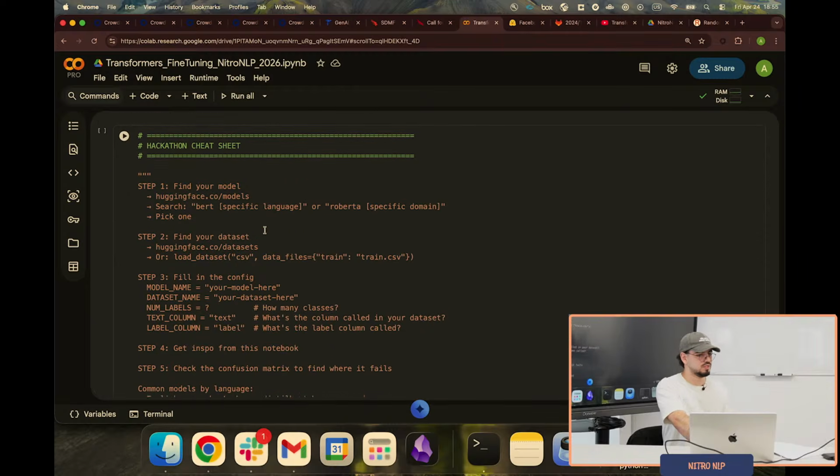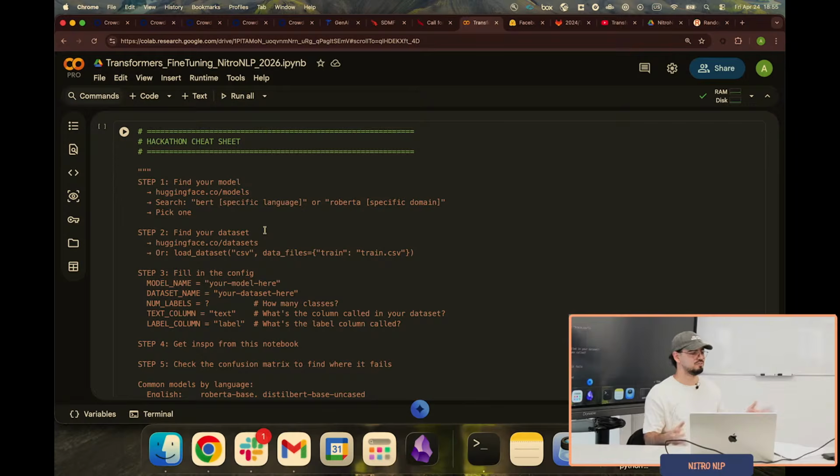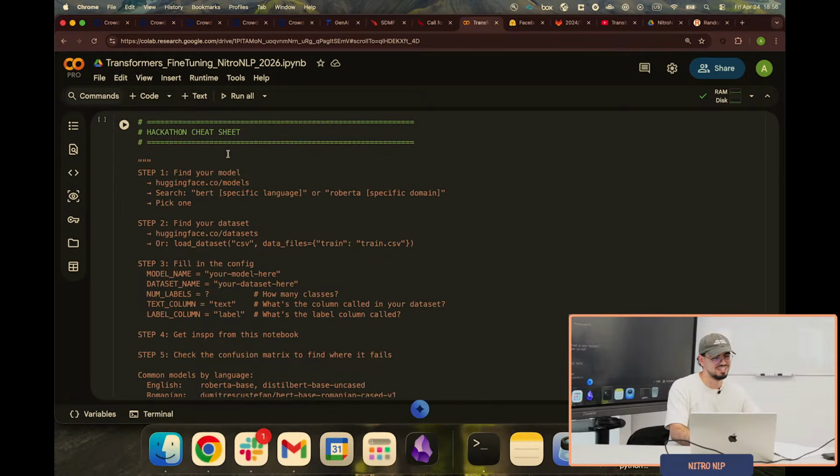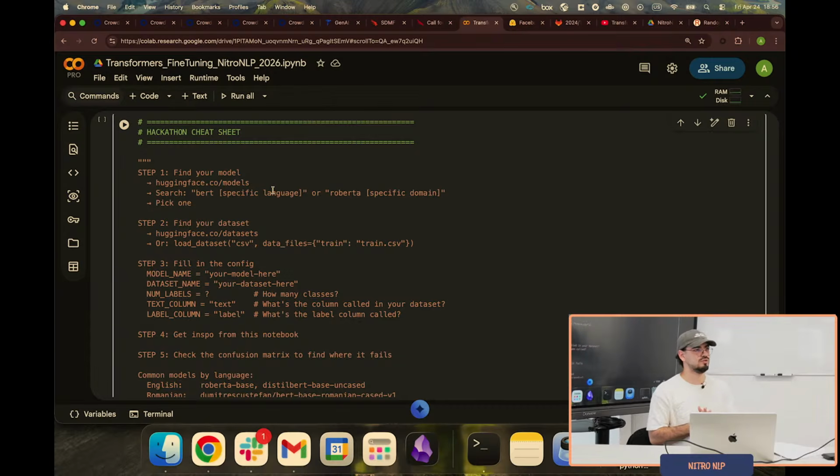So to sum it up, here is what you would do for a hackathon, because I talked a lot and maybe it was not really clear in some areas. Step one would be to find the model that you want to actually use. You would go to huggingface.co/models. You would search for BERT or RoBERTa or DistilBERT or something base, or your specific domain.